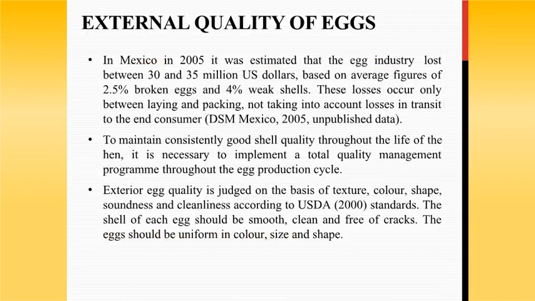External quality of eggs in Mexico. In 2005, it was estimated that the egg industry lost between $30 and $35 million, based on average figures of 2.5% broken eggs and 4% weak shells. These losses occur only between laying and packing, not taking into account losses in transit to the end consumer. DSM Mexico, 2005, unpublished data.